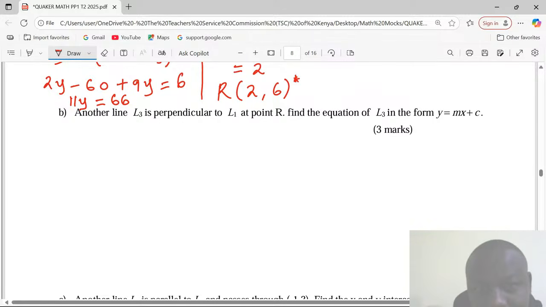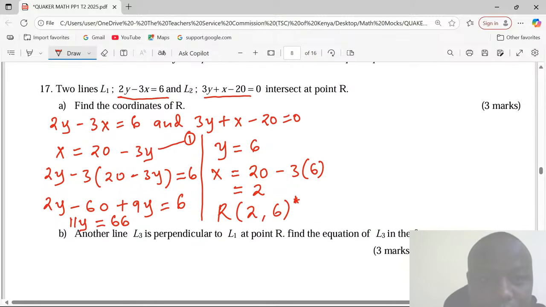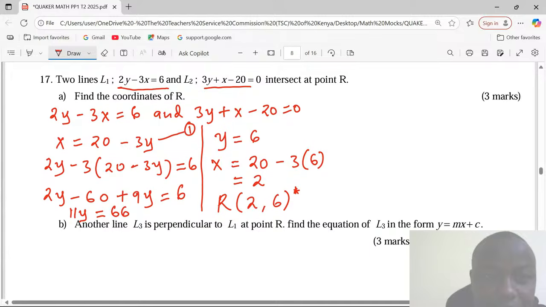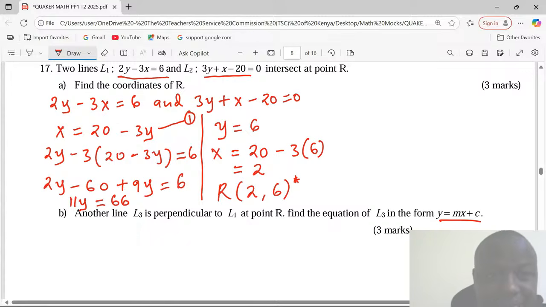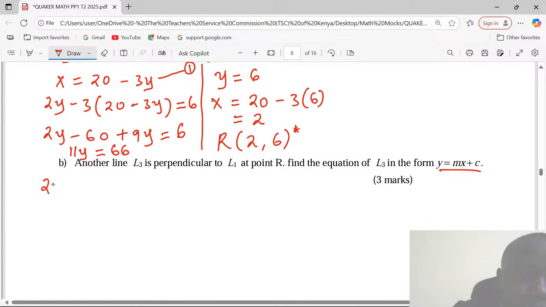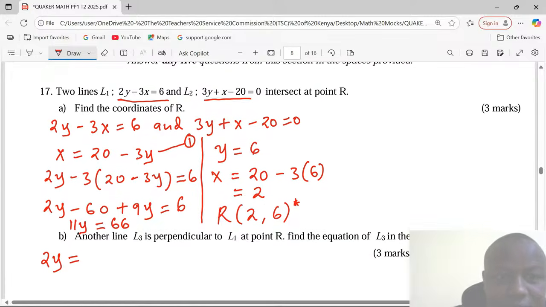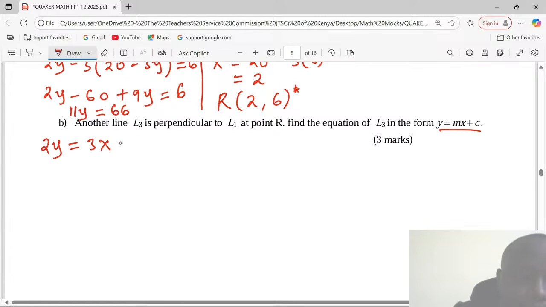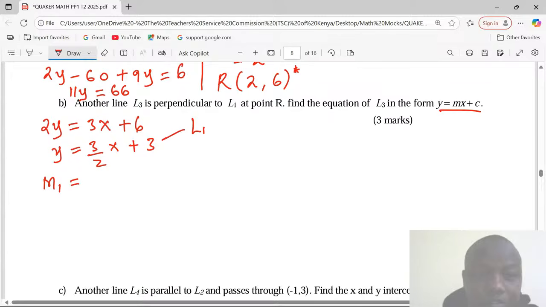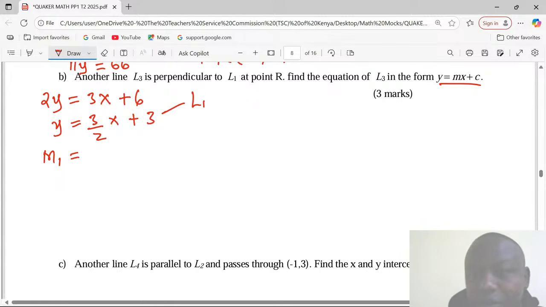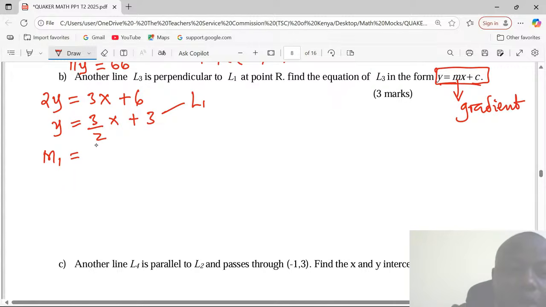Now that we have gotten the coordinates for R, now we go back to L1. 2y minus 3x equals 6. We arrange it in the form y equals mx plus c. We remain with 2y equals, the part with x goes to the right-hand side, so 3x plus 6. From this, we can say y equals 3 over 2 x plus 3. This is now L1. From L1, we can say that gradient 1 equals the coefficient of x when the equation is already in this format, or rather the value of m according to this format here. The value of m is usually the gradient. If that is so, then it means line 1 has a gradient of 3 over 2.